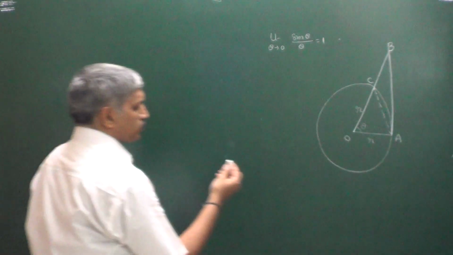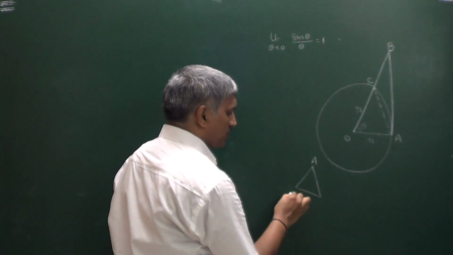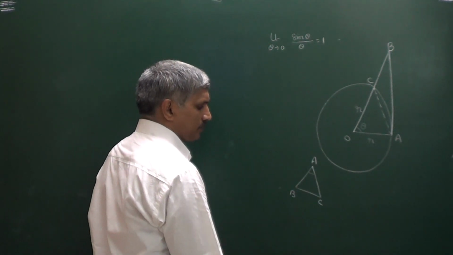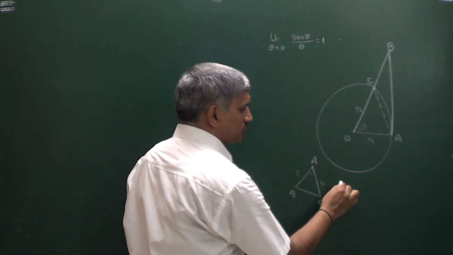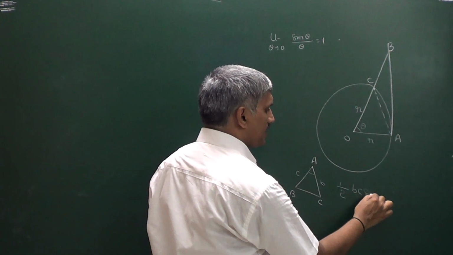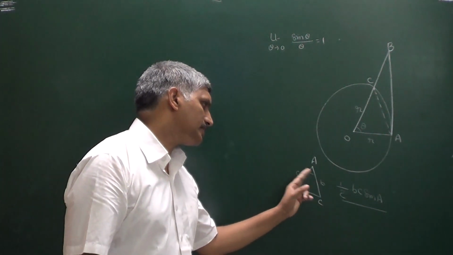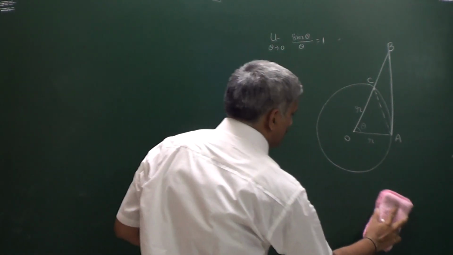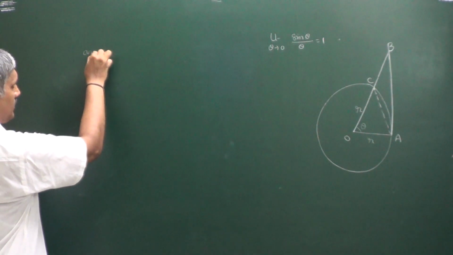Now observe, this is one particular piece of information you have to know from the properties of triangles chapter. If this angle is A, and the sides are C and B, then the area of this triangle is given by half into BC into sin A. Area of the triangle is equal to half into BC into sin A. This particular information you have to know, and I am going to use it here.